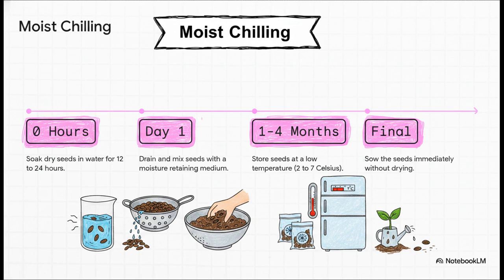For 1 to 4 months, you store them tightly at a crisp 2 to 7 degrees Celsius. Once that's done, you have to sow them immediately. Do not let them dry out or you'll ruin the whole process.